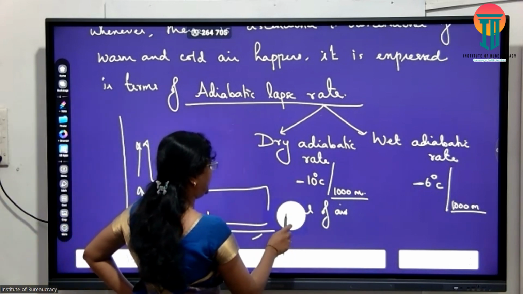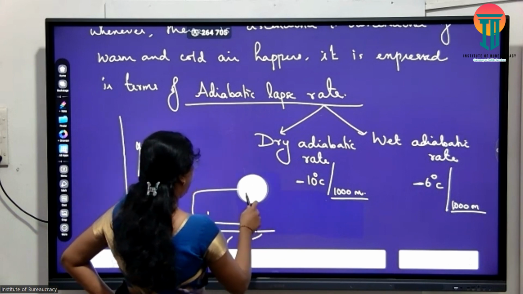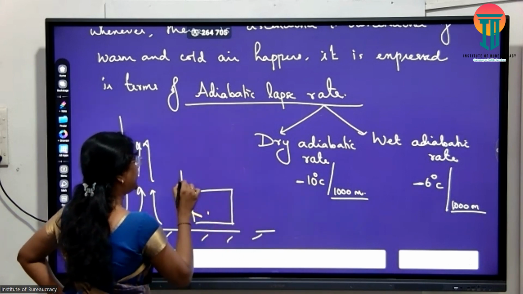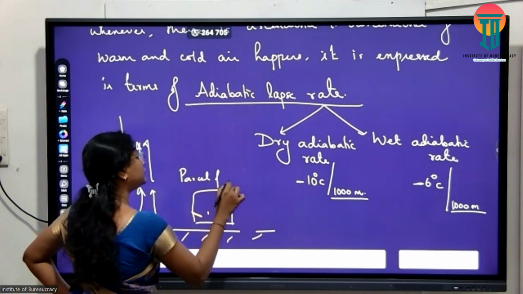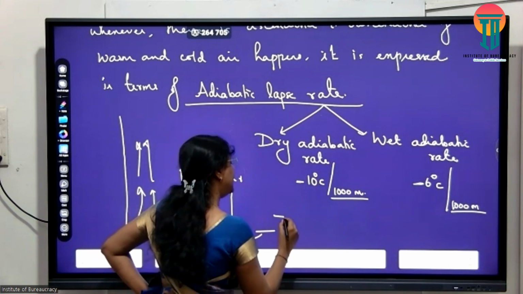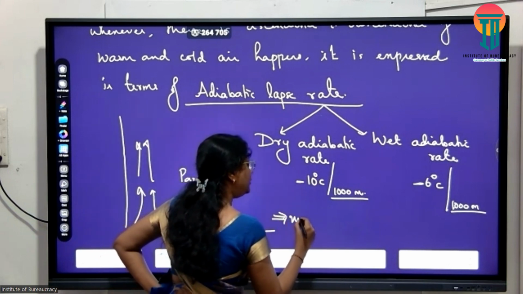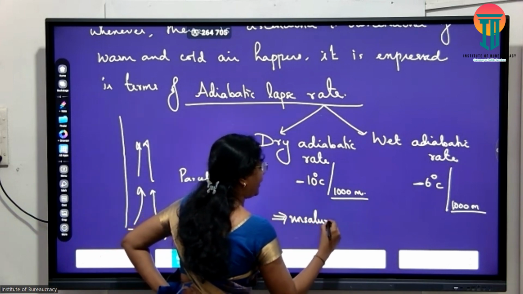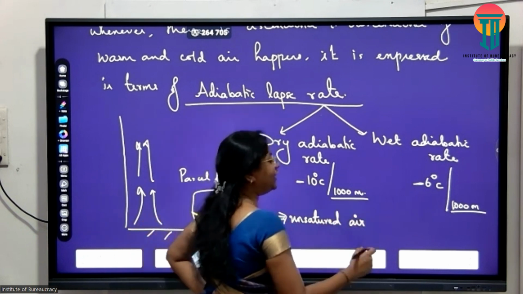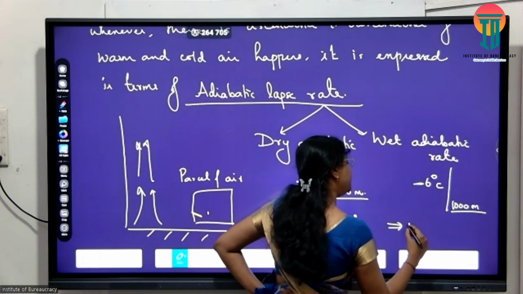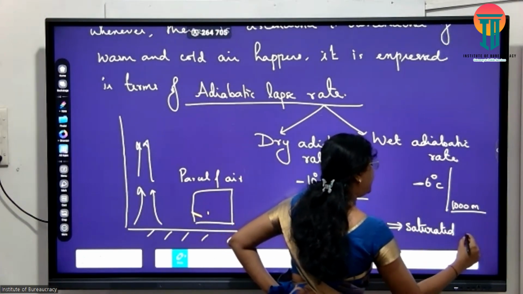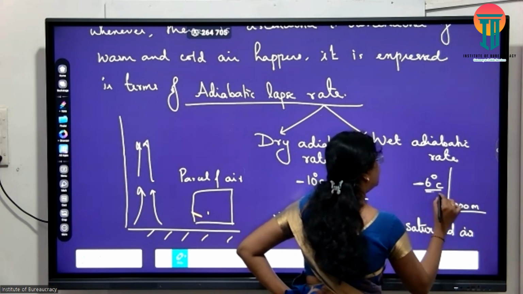What is the meaning of this? When do we use the dry adiabatic rate? We are discussing a parcel of air, so when the convection happens in unsaturated air, it uses the dry rate. Whereas when a saturated air ascends up or descends down, it will happen at the other particular value.